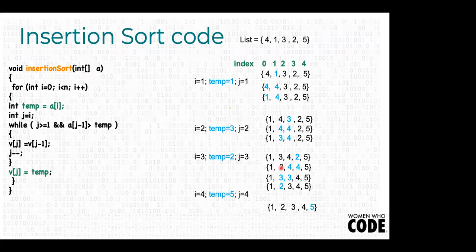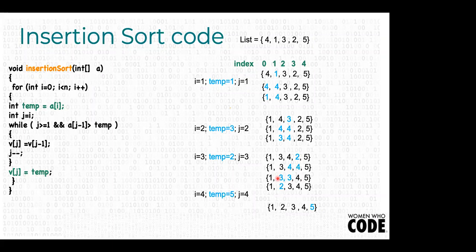Now we decrement j from 3 to 2, and you check the element. 3 is greater than 2, so it needs that copy as well. So you compare that, and you copy j minus 1 to j. Here j minus 1 is 3, and you copy that to j. And now we have the elements as 1 3 3 4 5.